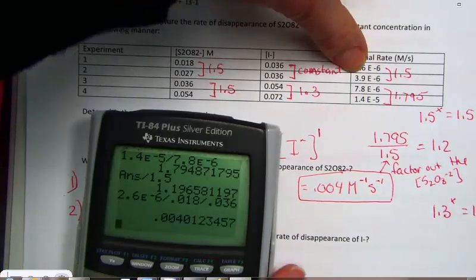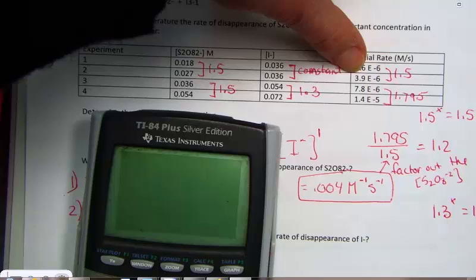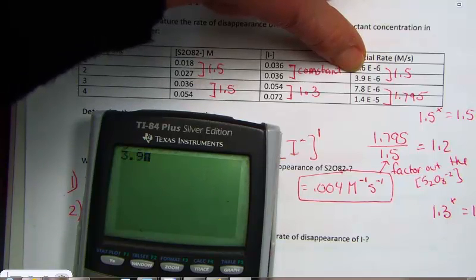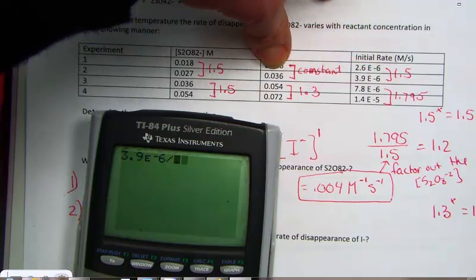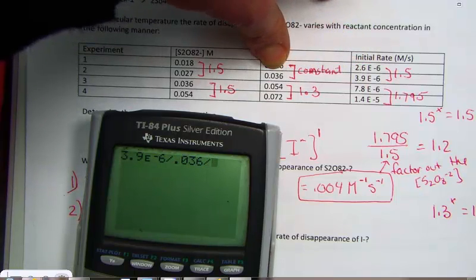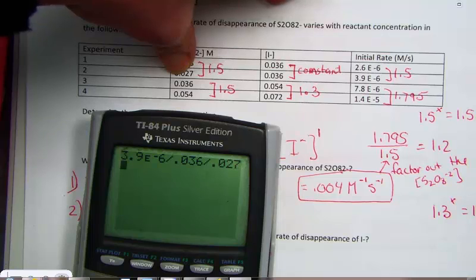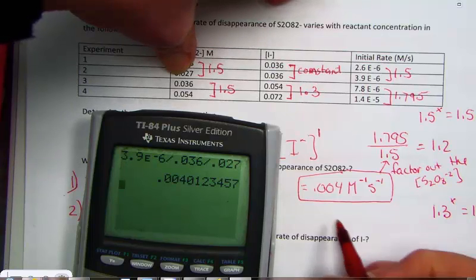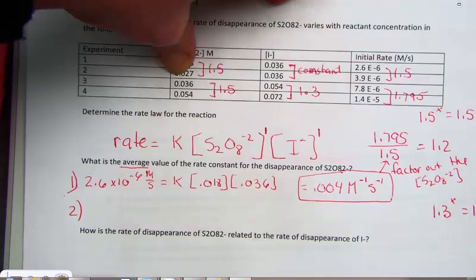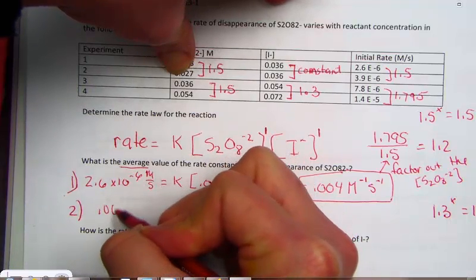So let's begin by hitting 3.9 e negative 6, divide out the concentrations of both reactants, and look, we get the same value, 0.004. So trial 2 also gave us the same number.